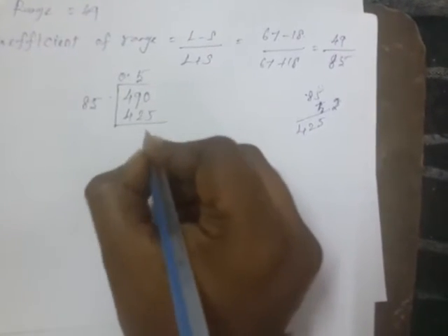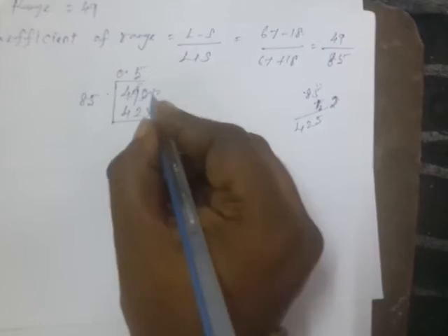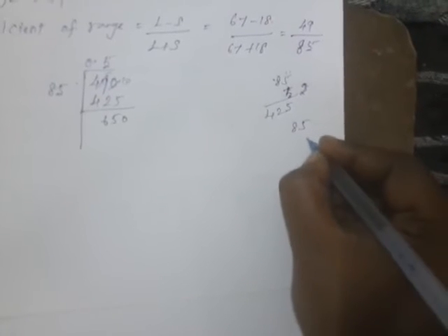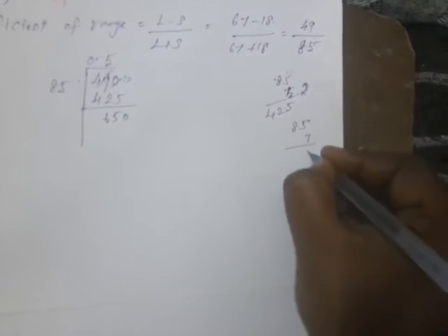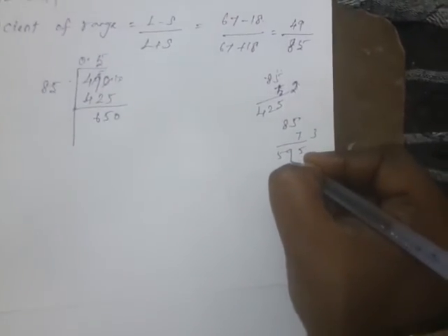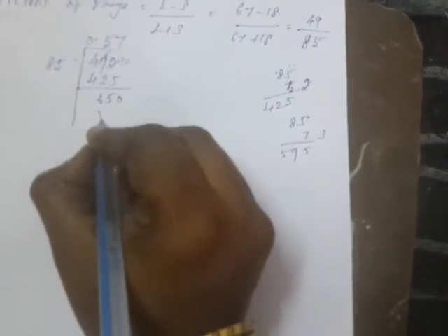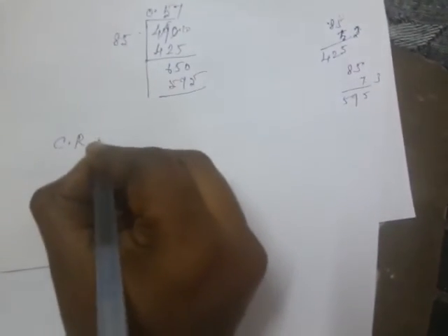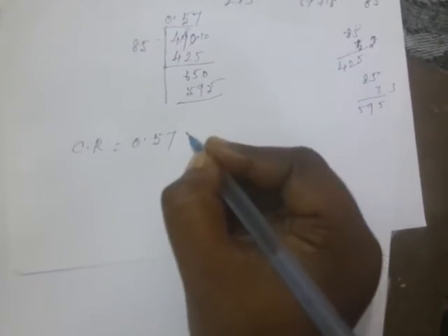So, 425. Subtract it, and the remainder is 5 6. Again add a 0. 7 fives are 35, remaining 6, so this one 7 times it will come, giving 595. You have to stop it like this itself. So the coefficient of range is equal to 0.57. That is the answer.